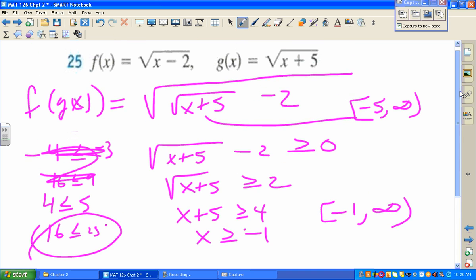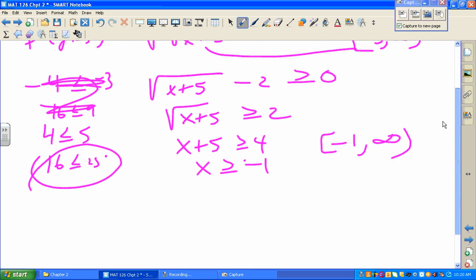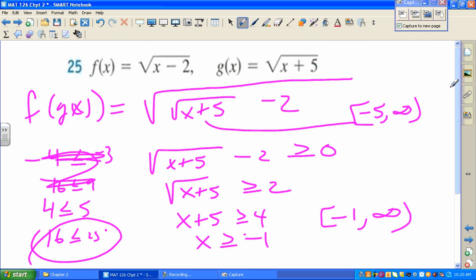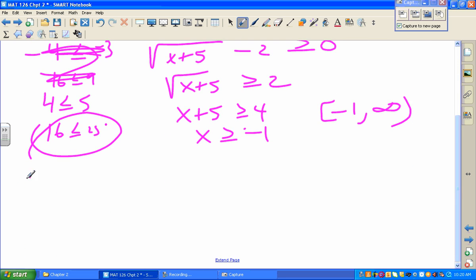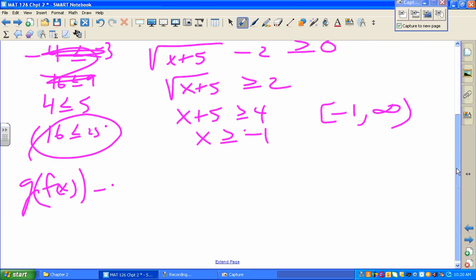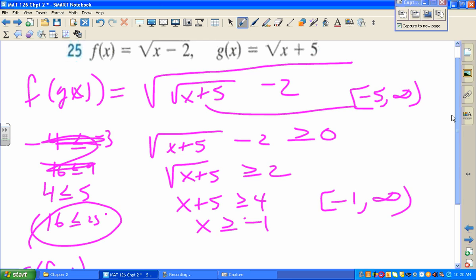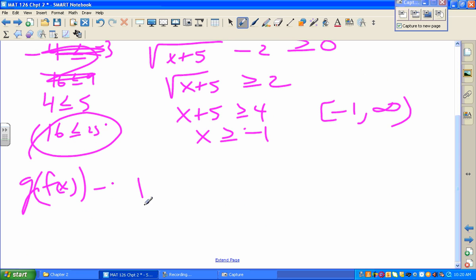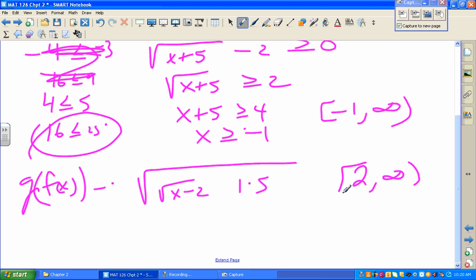I'm not sure how the student solutions would do this, but I don't know. G of f of x. Square root of x minus 2, plus 5. Well, again, you got the 2 to infinity thing. And this is never going to be negative, so I think you're done.